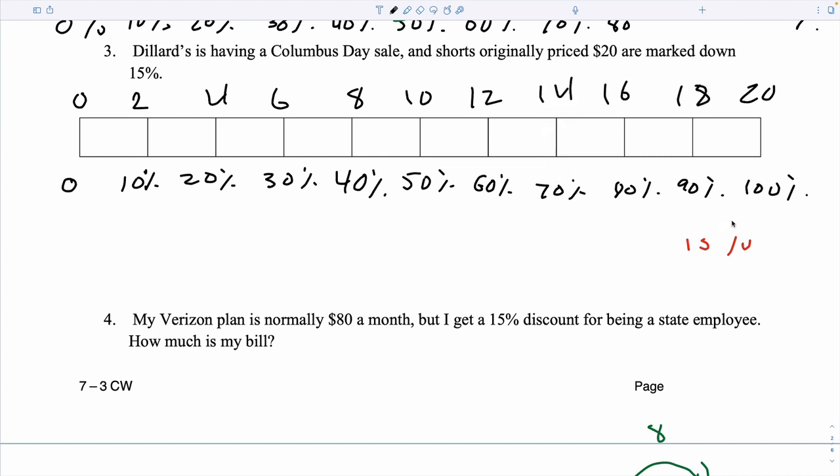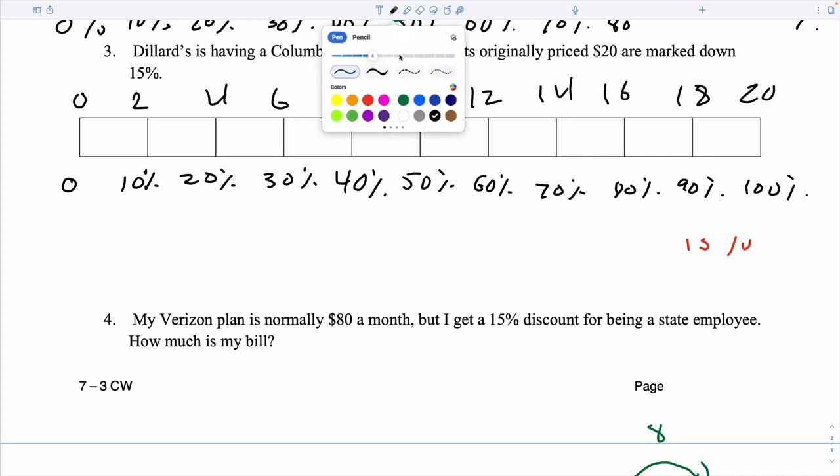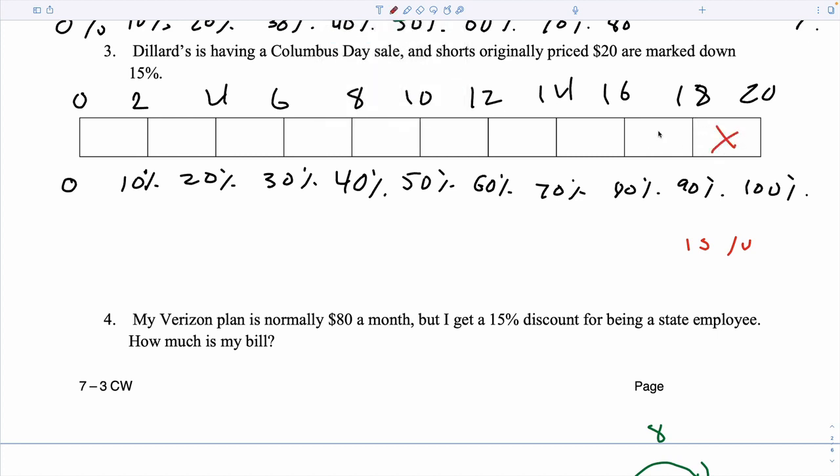Here's the tricky part. If you go from 100 and you take away 15%, watch what happens with the bar model. Take away 10 first, then take away 5. I only took away 15%, and I end up somewhere in between 80 to a 90%. That is how much total percent?